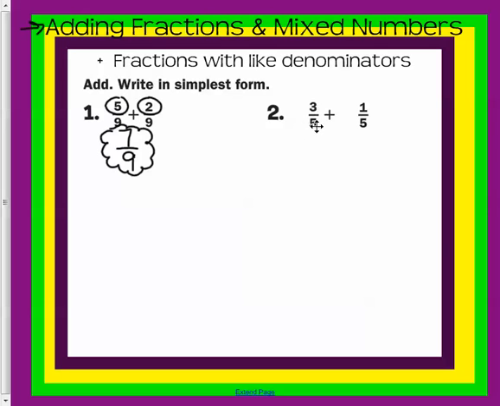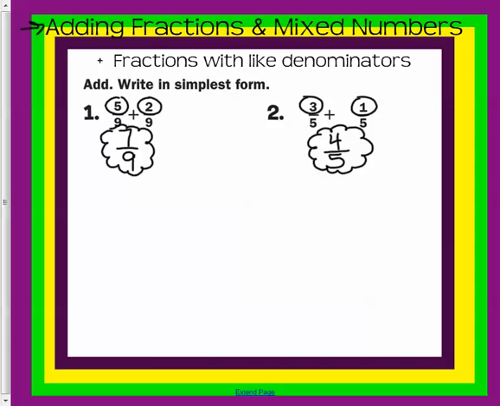Over here, we have 3/5 and 1/5. Since they have the same denominator, we just keep the 5, and then we add the 3 and the 1, and we get 4/5. And since that's already simplified, I bubble it in.